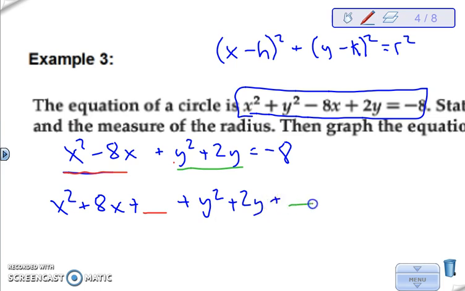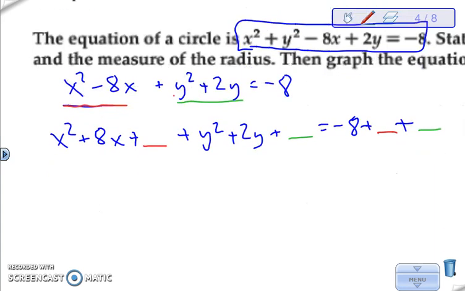We also know that we're technically allowed to do whatever we want to an equation as long as we do the same thing to the opposite side. So whatever two numbers I add on the left, I also need to add on the right. All right, so we want this to factor to x minus something squared and y minus something squared, and we need to have just some number on the other side.